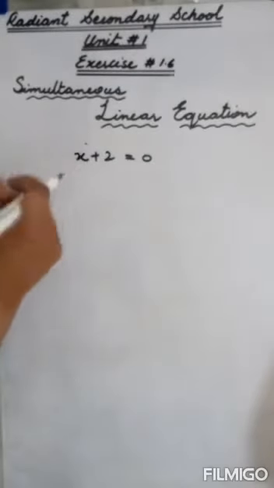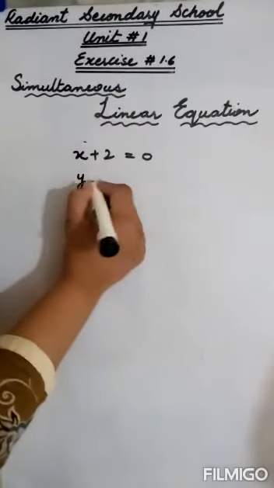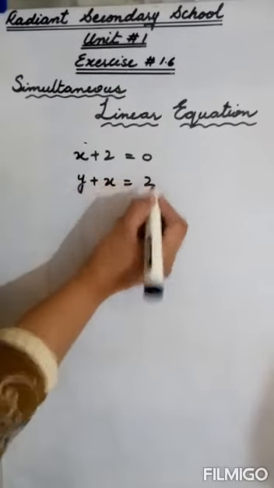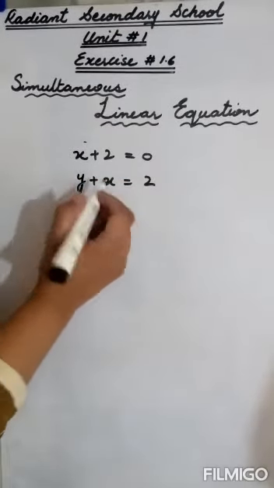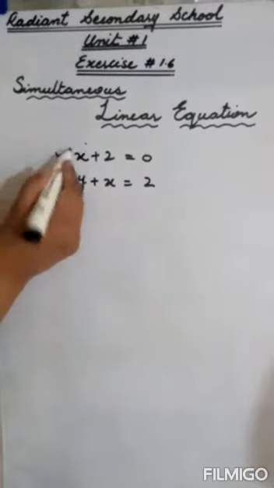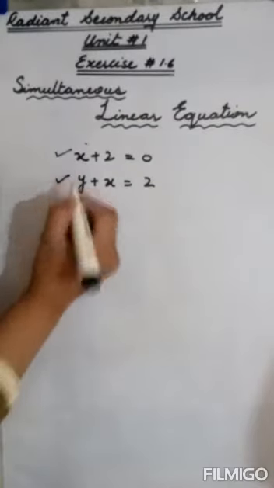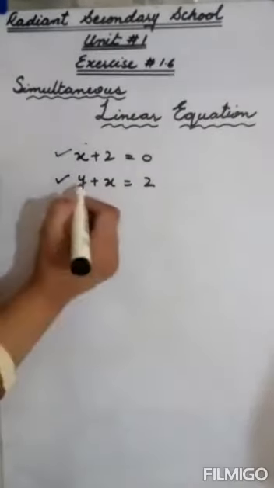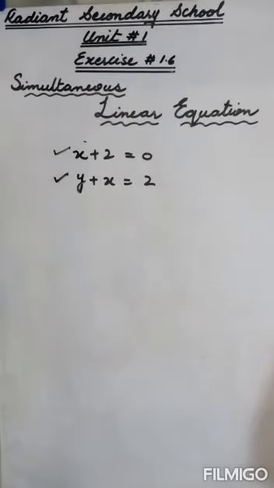Similarly, if I am having another example like this. Now friends, this is also a linear equation involving two variables. This is a linear equation involving one variable. This is a linear equation involving two variables, as both the variables are having the exponent 1.